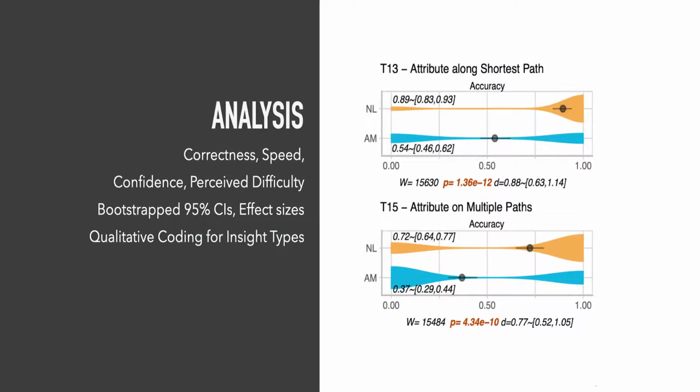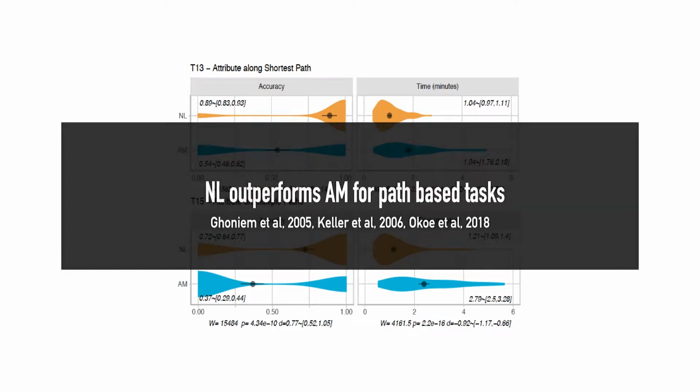In the adjacency matrix, however, we expected accuracy and time to not be influenced by the number of distractors. For each task, we collected information on participants' accuracy, speed, as well as their confidence in their answer and the perceived difficulty of the task. We analyzed the results using bootstrapped confidence intervals and effect sizes, and also performed qualitative coding to extract insight types for each visualization. Our results both confirm previous work on studies that considered only the topology of the network, as well as found new differences that relate specifically to attributes.